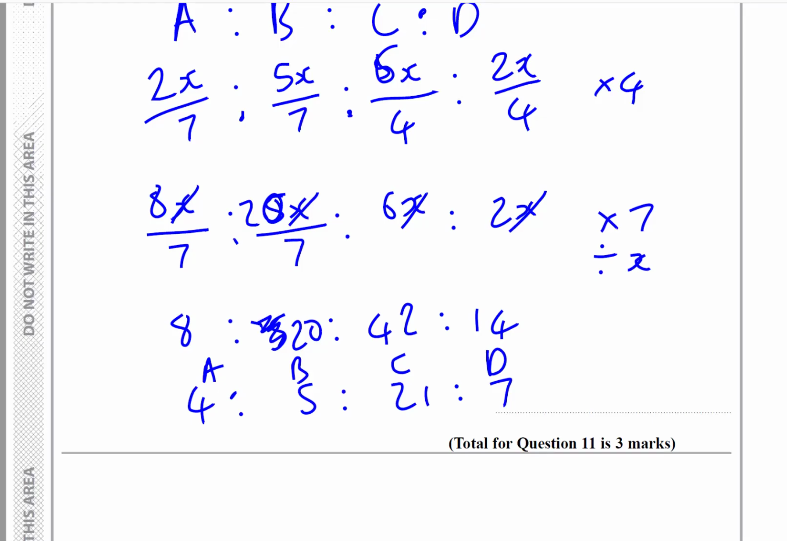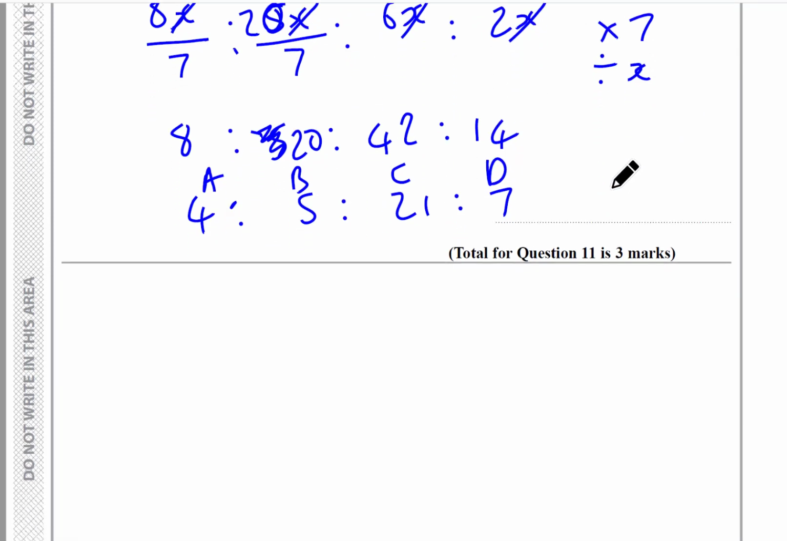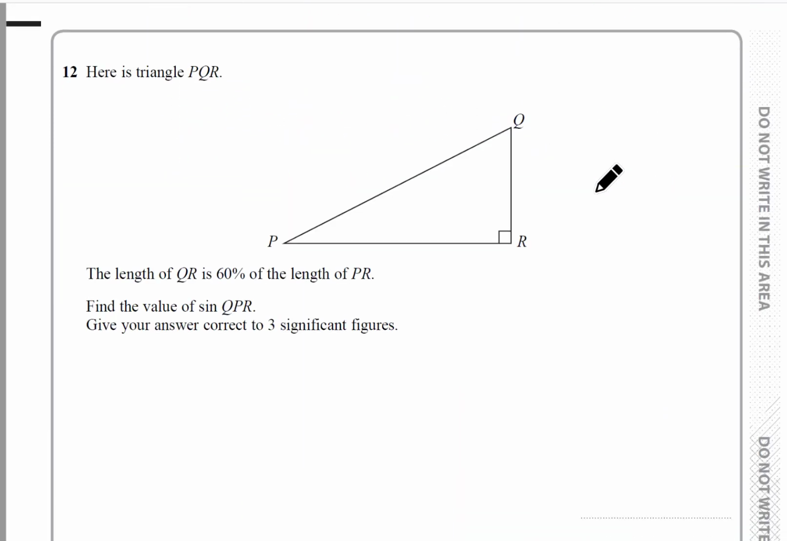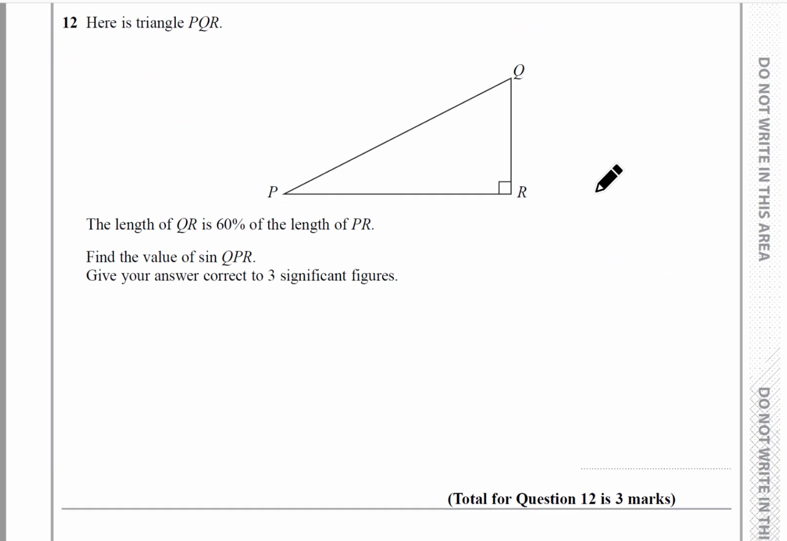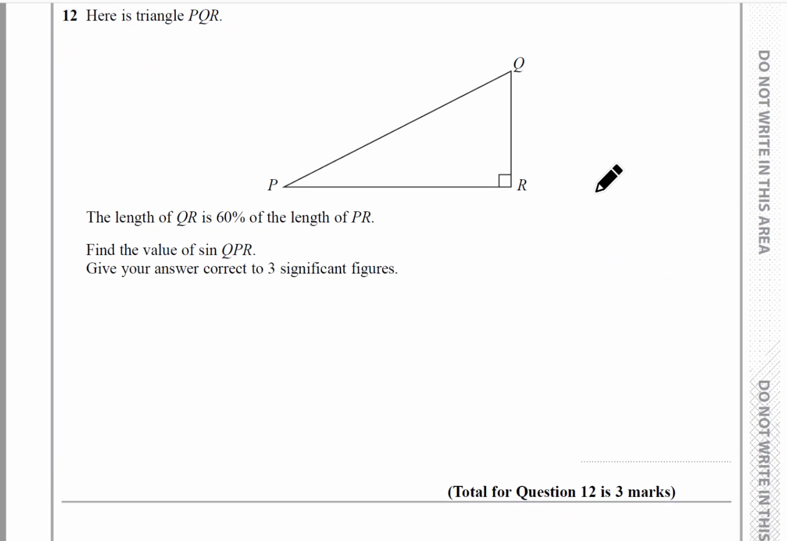So I think we're almost at the halfway point. Now these skills, once you know what to do, there's really easy marks to be picked up to easily go for that grade 7 and above. Now question 12. The length of QR is 60% of PR.